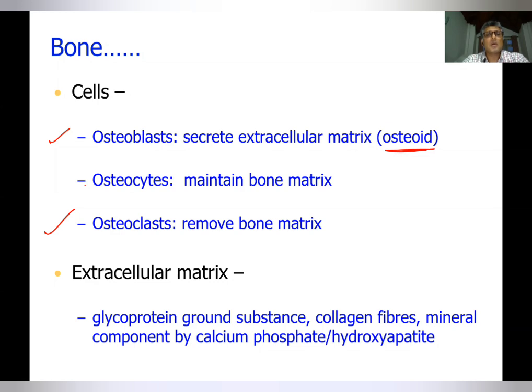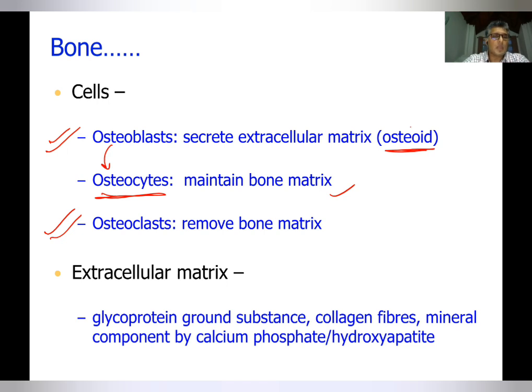So if you want to release more and more calcium into the bloodstream, then the osteoclastic activity has to increase. And if you want to store more calcium in bones, osteoblastic activity has to increase. Then the osteocytes are also a form of osteoblasts, the mature form of osteoblasts. You have to understand it like chondroblasts and chondrocytes. The mature osteoblasts are called osteocytes, and they are there to maintain the bone matrix.